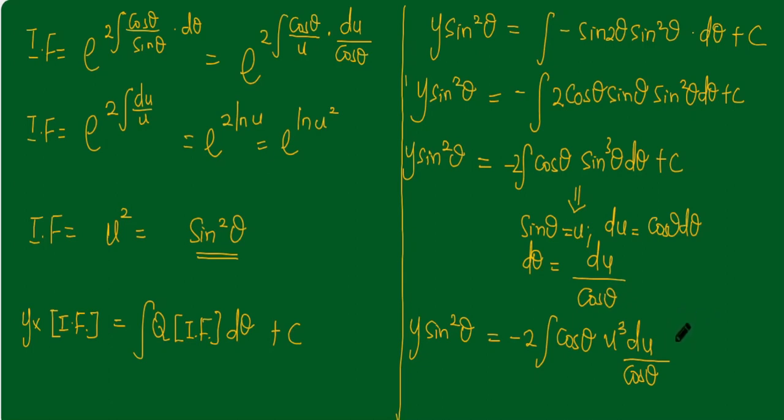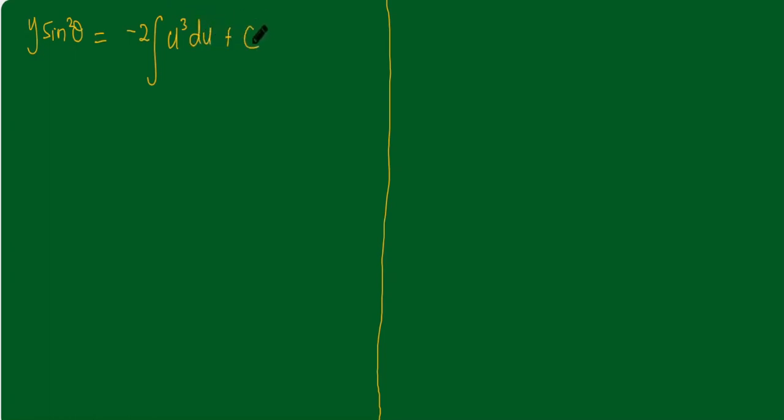You can further simplify this to give y sine square theta to be equal to minus 2 integral of u raised to power 3 du plus c. So we have our y sine square theta to be equal to minus 2 u raised to power 4 divided by 4 plus c, which is equal to minus u raised to power 4 divided by 2 plus c.